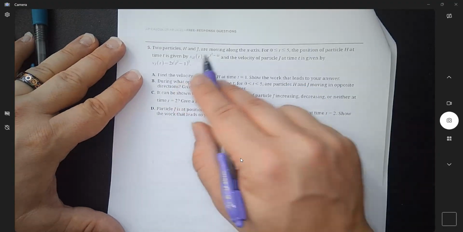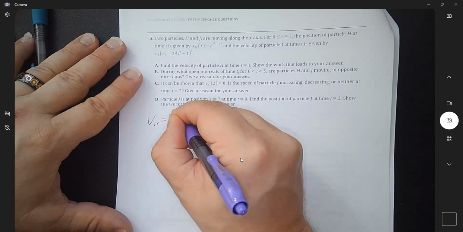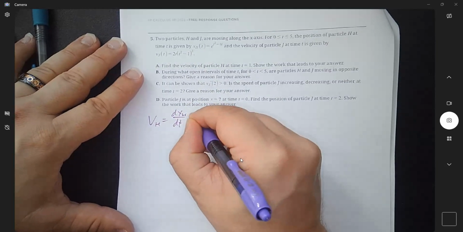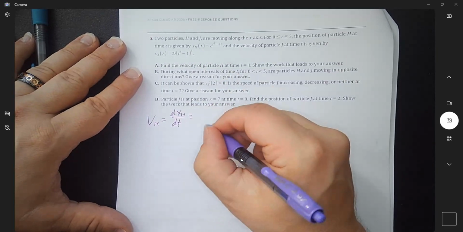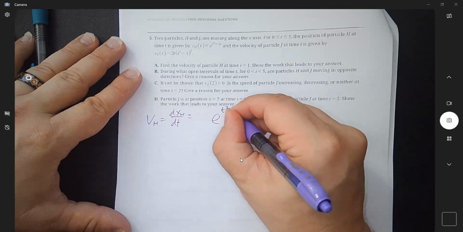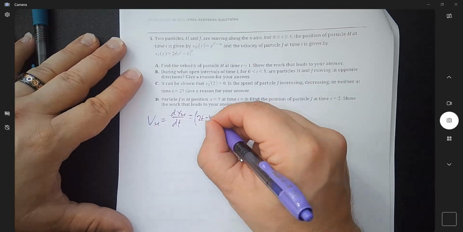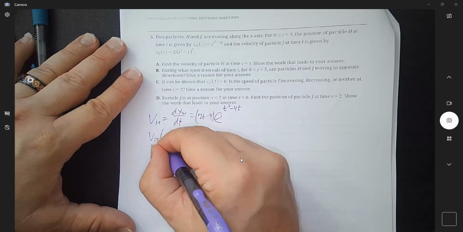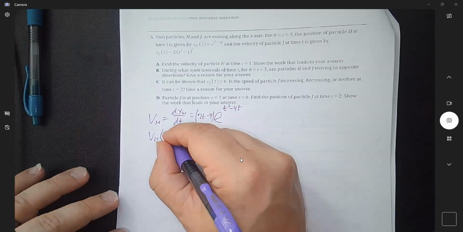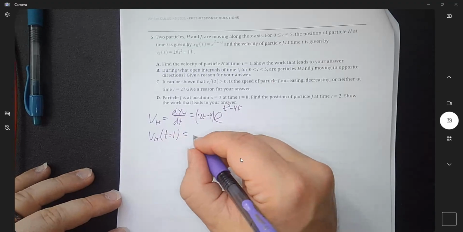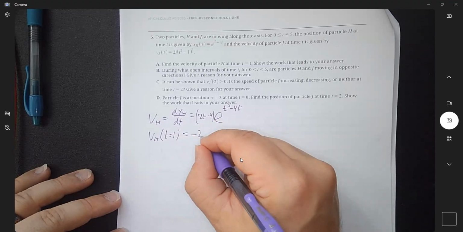Okay, so that's just the derivative. So velocity of H is dxH/dt. This is physics, so it's definitely up my alley. So the derivative of e to anything is itself, but then I have to multiply by the derivative of what's in the exponent. Okay, what is the velocity of H at time 1? That's going to be 2 times 1 minus 4, which is negative 2.